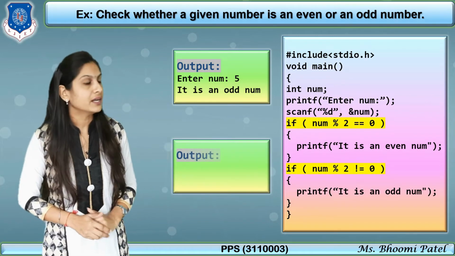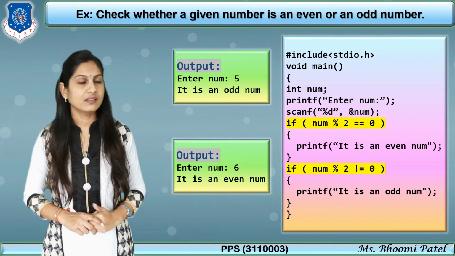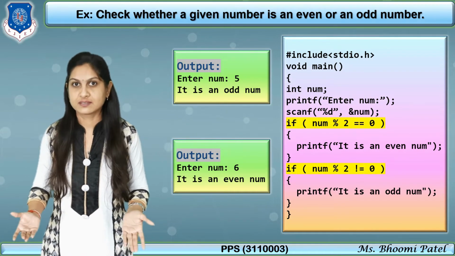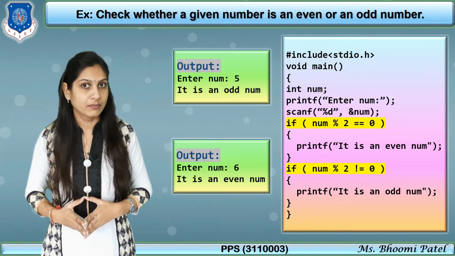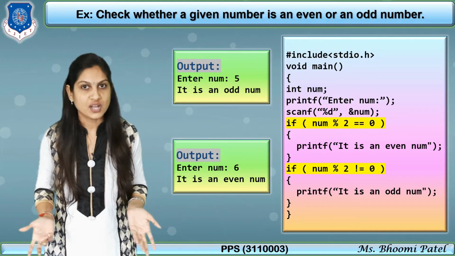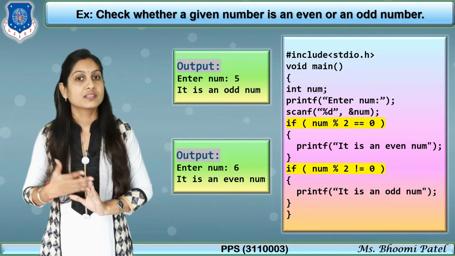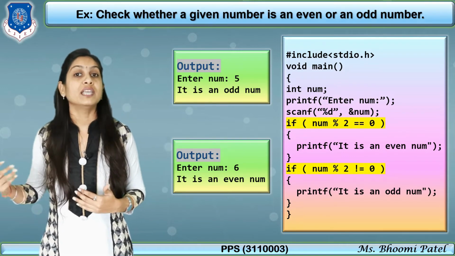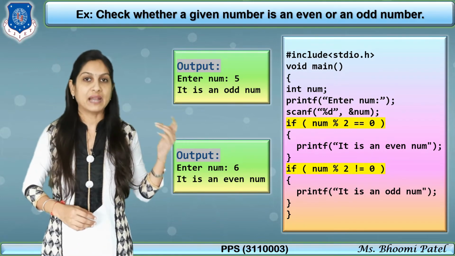Now check another number, the second output. Enter a number, and that is 6. What happened? First check the first condition, 6 modulo 2 equal to 0? Yes. So it goes inside that if and prints the message: it is an even number. Also it checks the second condition, 6 modulo 2 not equal to 0, but it becomes false, and the statement is skipped. So likewise our simple if will work. More about this simple if we will discuss in our practical also.